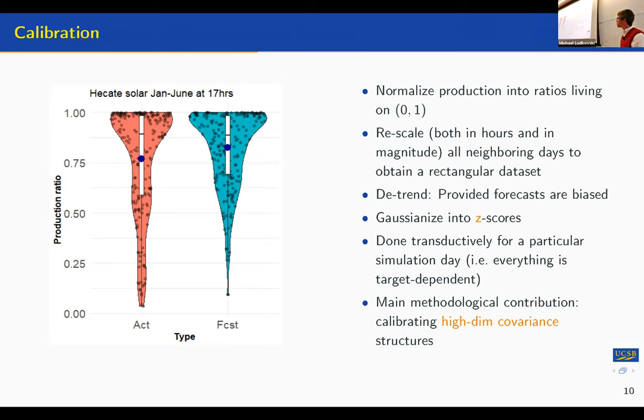Okay, this is just another plot showing again how the actuals and the forecasts look. Again, I want to point out there's a lot of times we get exactly one for the solar, and this is perfect solar, producing the maximum possible. And also you can see that the forecasts actually have a bias.